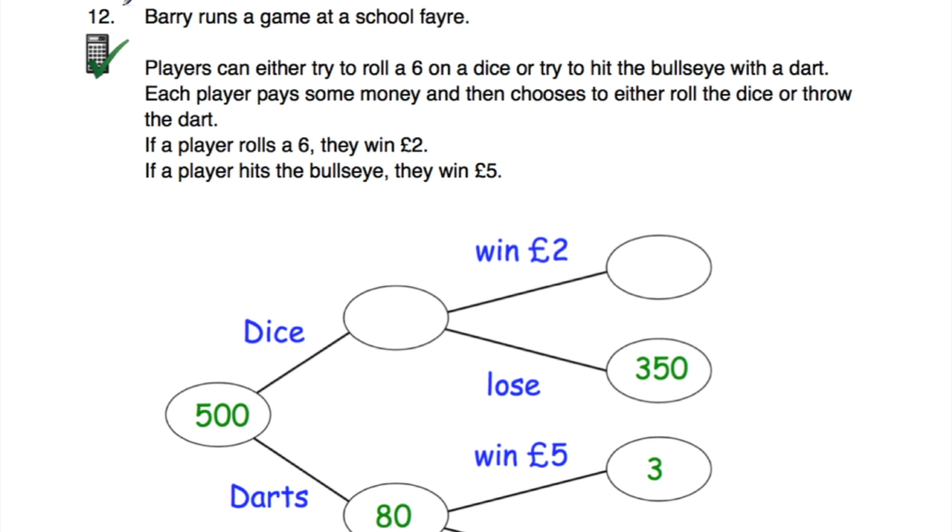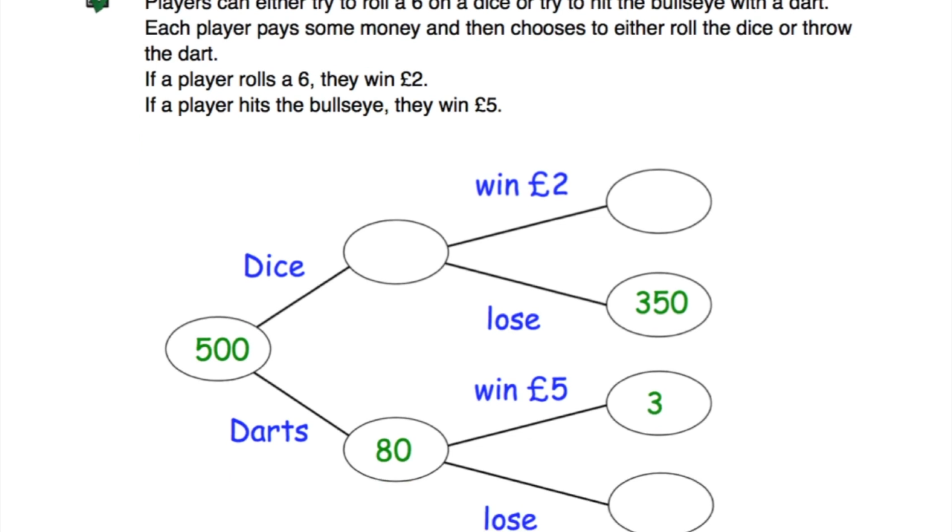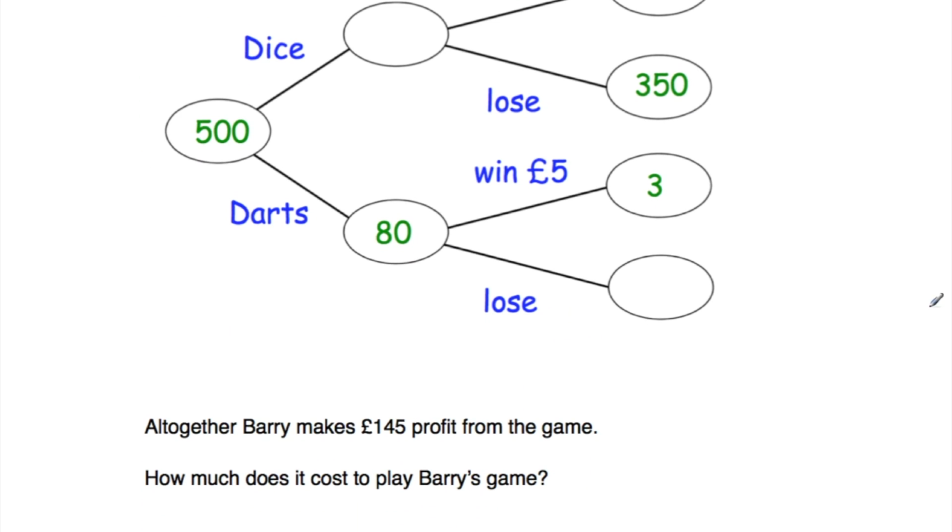Okay, question number 12. So question number 12 says, Barry runs a game at a school fair, and players can either try and roll a 6 on a dice, or they can try and hit a bullseye with a dart. And each player pays some money to play the game, and they can either choose to roll the dice or throw the dart. And if they roll a 6 on the dice, they win £2. And if a player hits the bullseye, they win £5. And we've got a frequency tree here, and altogether we're told that Barry makes £145 profit from the game, and we're asked how much does it cost to play Barry's game.